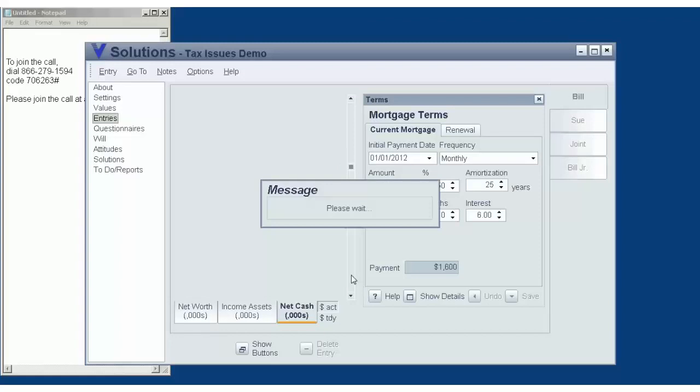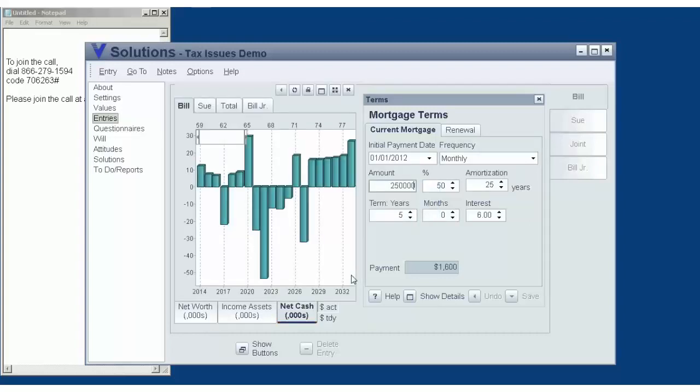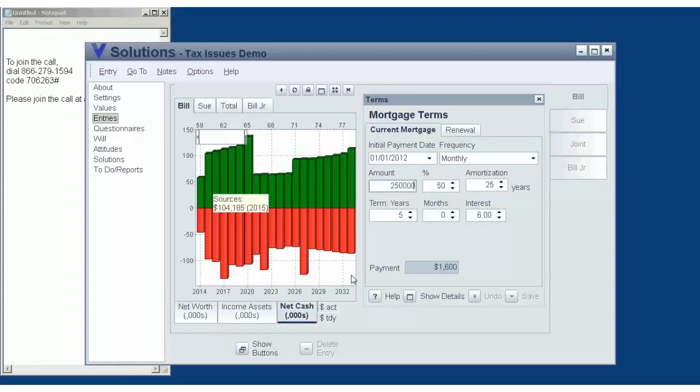By the way, I've got a certain feature turned on today, which is just slowing down the processing a little, along with, of course, the webinar slows things down.